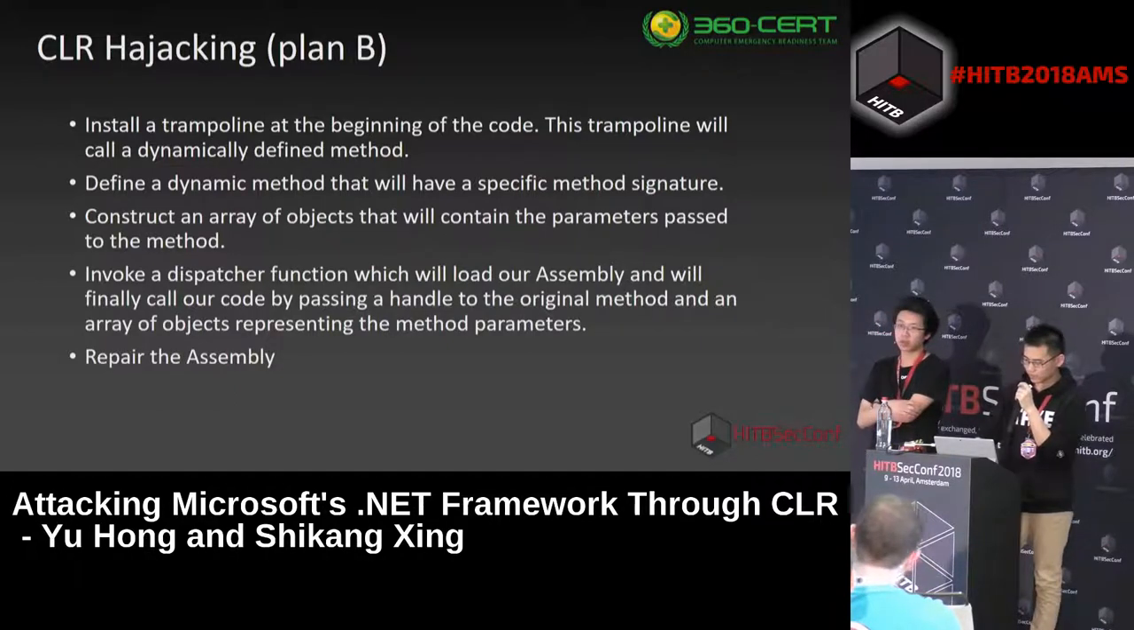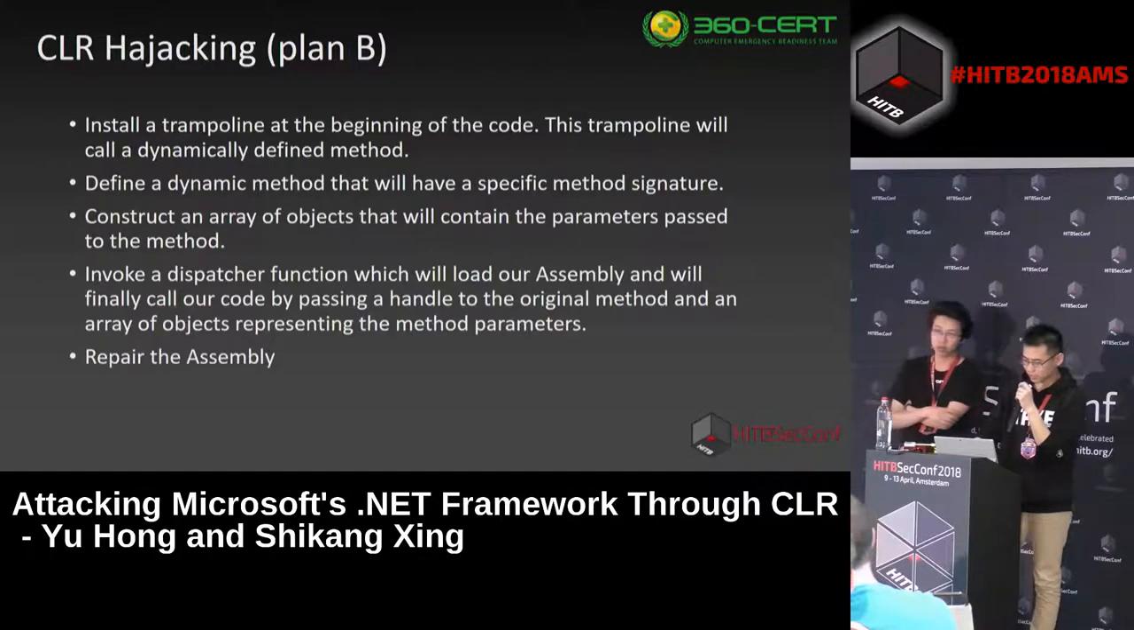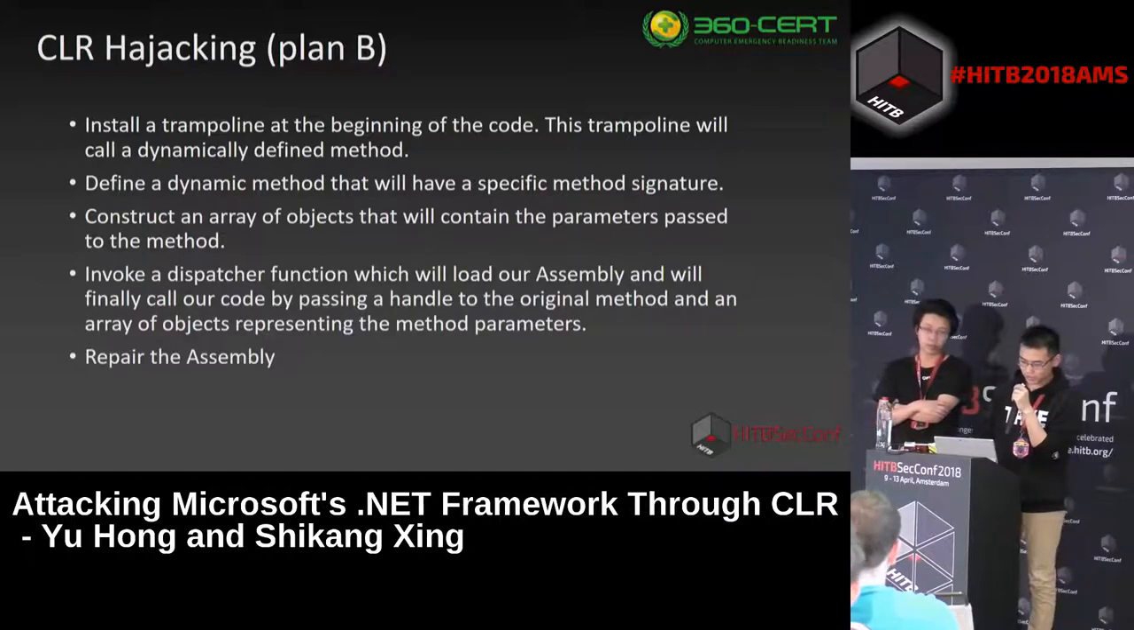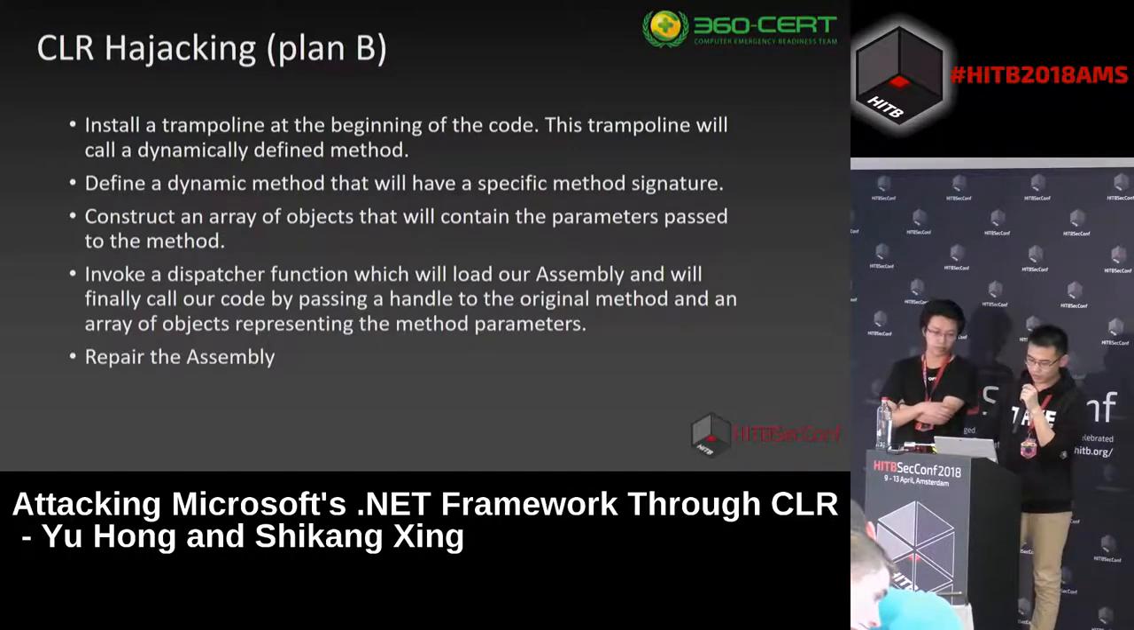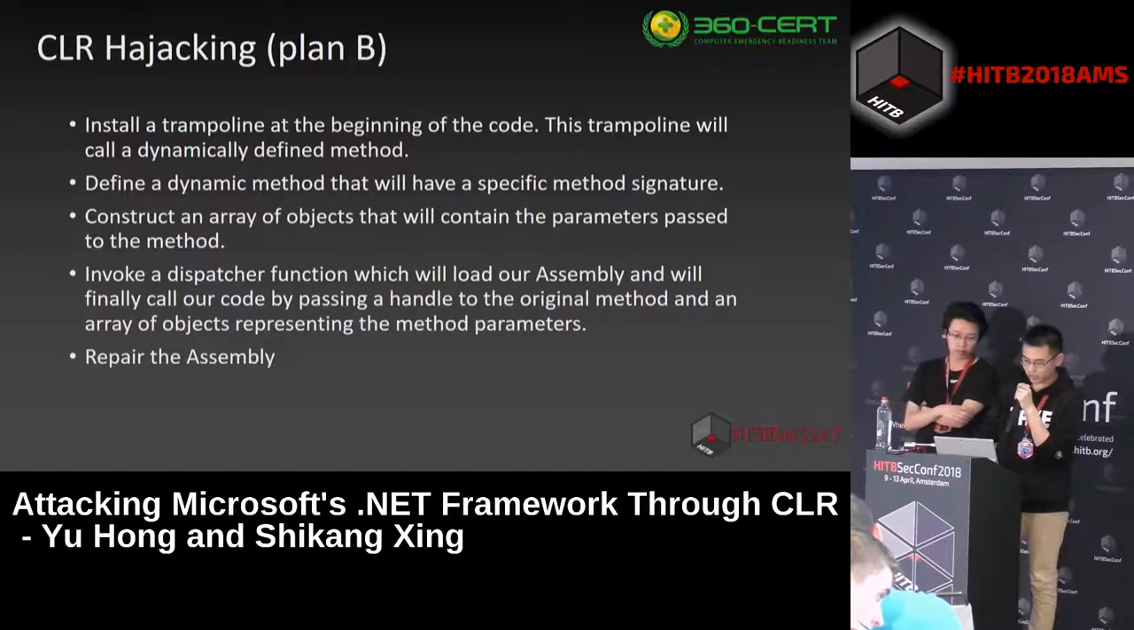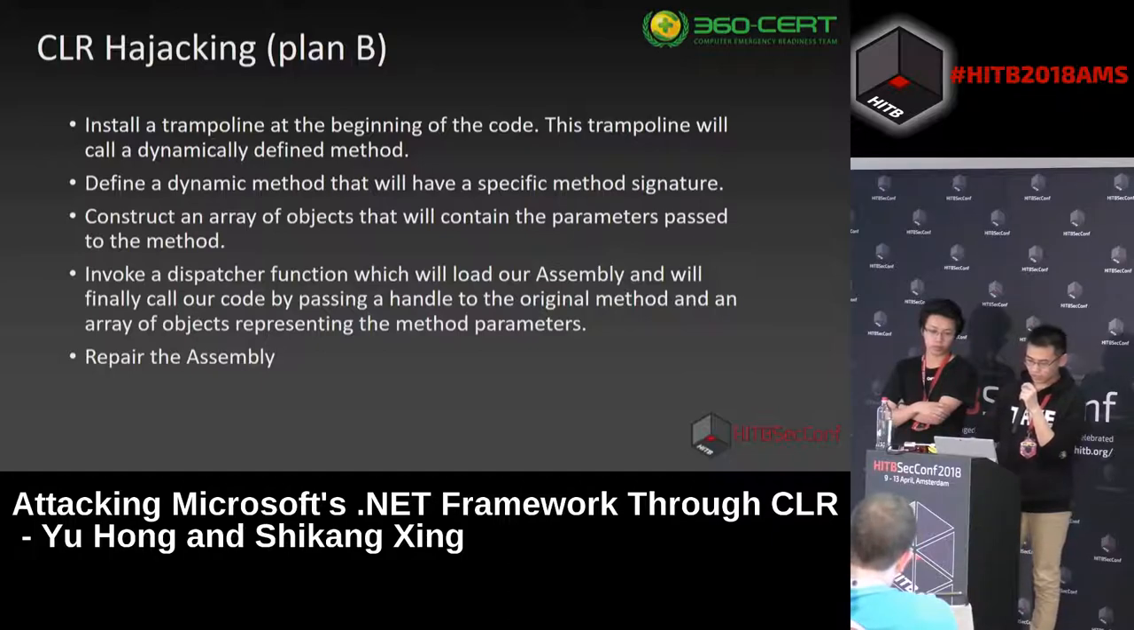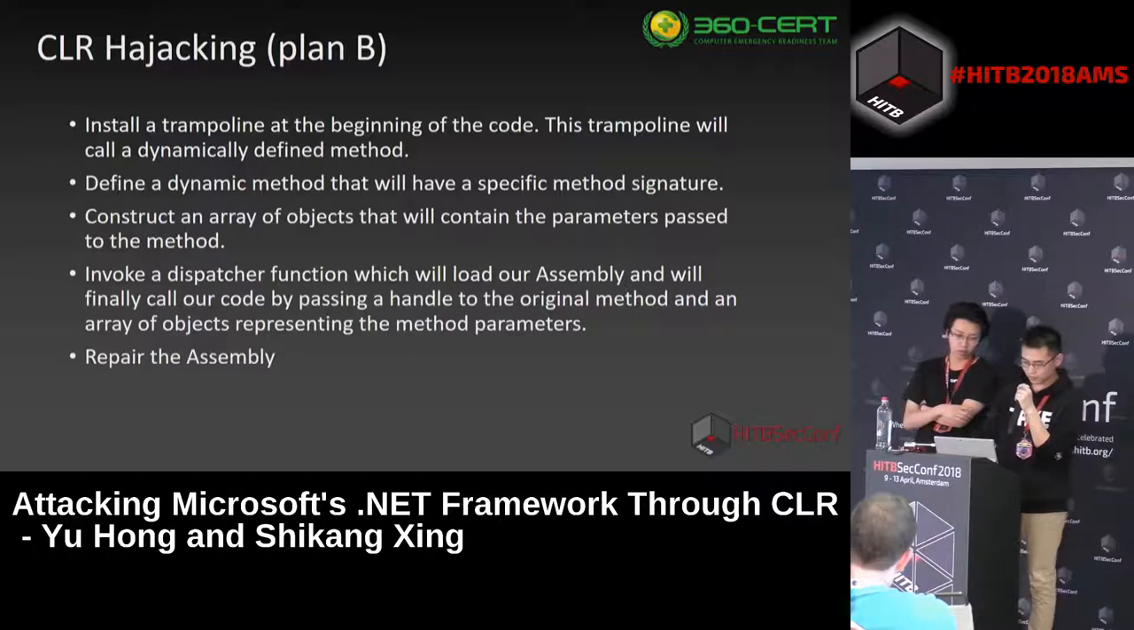Therefore the flexibility of plan B is greatly improved. It physically uses a trampoline, installed at the beginning of the code, and the trampoline is defined dynamically. Message that we have the special message secret. And last name represents assembly.